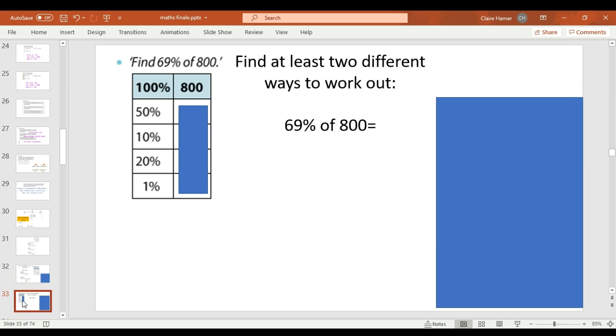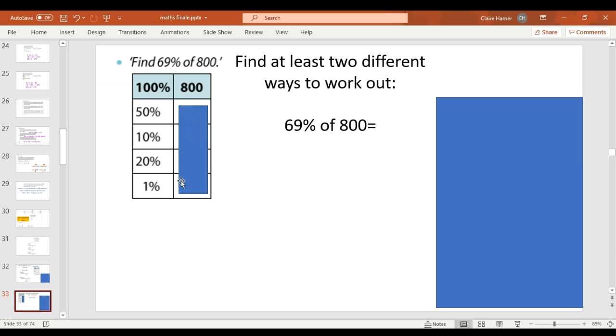Right, now it's your turn to complete this process. So we're looking at the number 800 this time. When I say fill in the ratio table, you don't have to do a table. You can just write it down like a little list. So 50% equals, and so on. So first of all, write down 50%, 10%, 20%, and 1%.